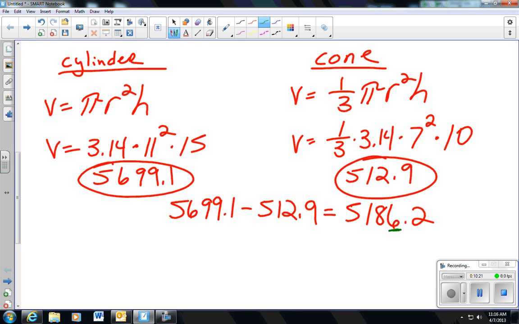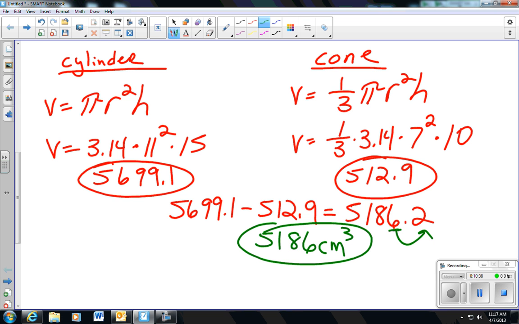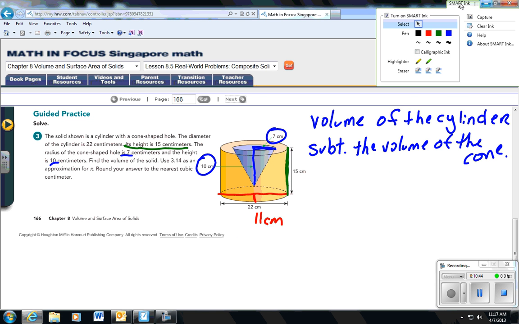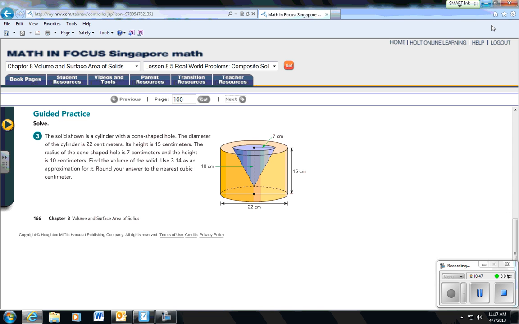And when we read these directions, they ask us to round this one to the nearest whole number, the nearest units spot. Again, whole number is the 6. So we look at the tenths, which is a 2, and the 2 is not big enough to change the 6. So our answer would be 5,186, and it's volume, so centimeters cubed. 5,186 centimeters cubed.